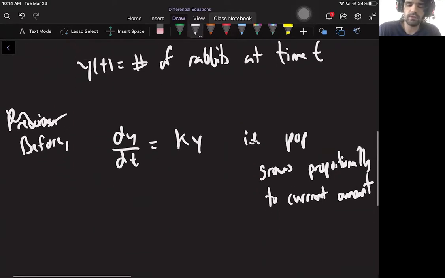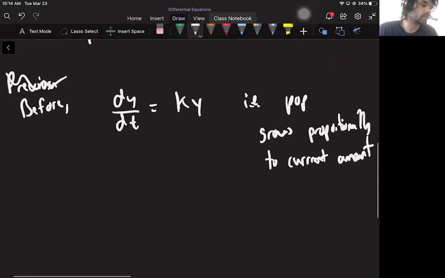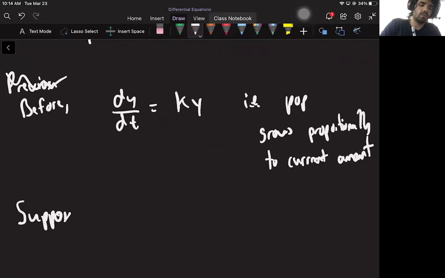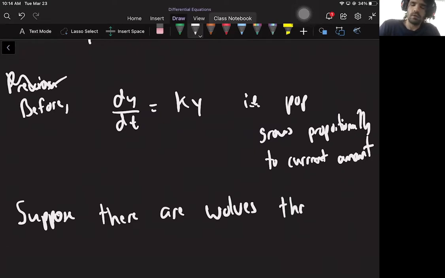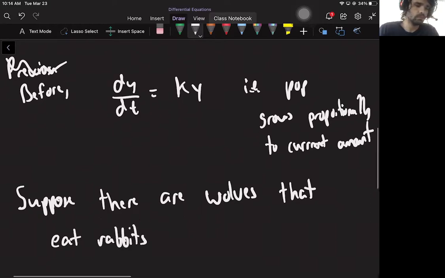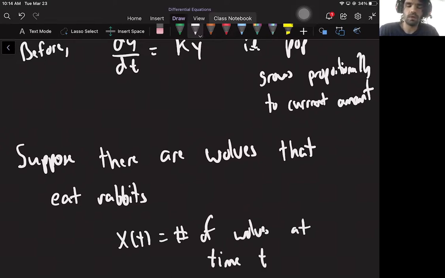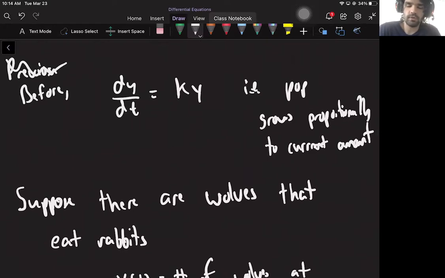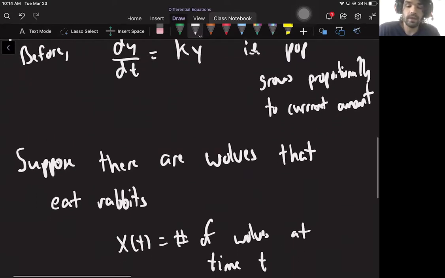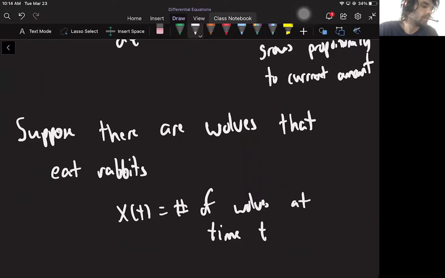But what we're doing now is we're going to introduce a second population that eats rabbits. So now suppose there are wolves, those eat rabbits, I think. Wolves that eat rabbits. And we'll call x of t the number of wolves. So now our population of rabbits cannot just grow forever proportionally to how many there currently are, because there are going to be wolves that eat the rabbits.